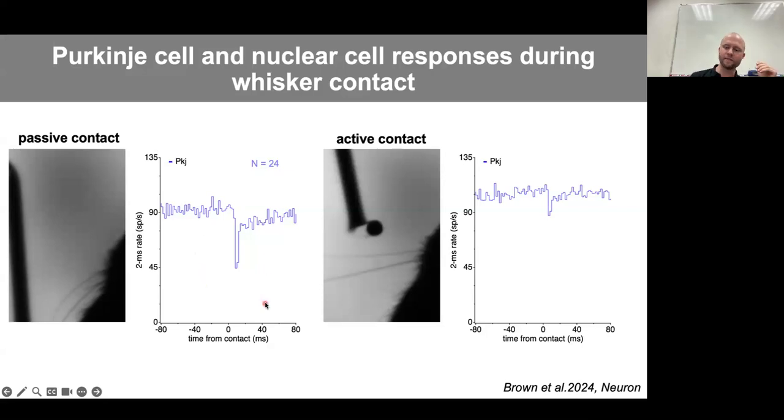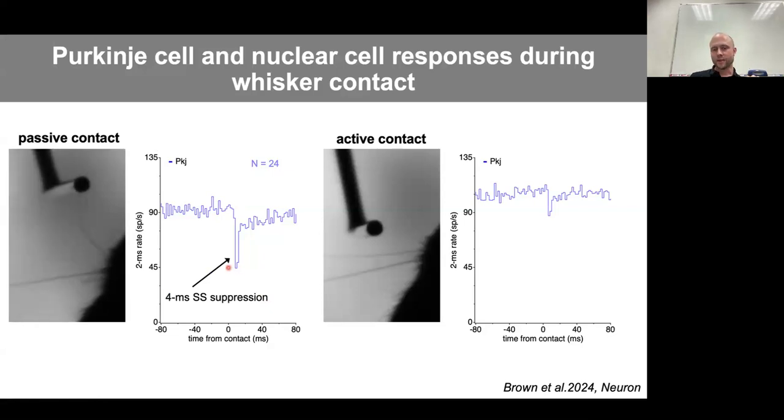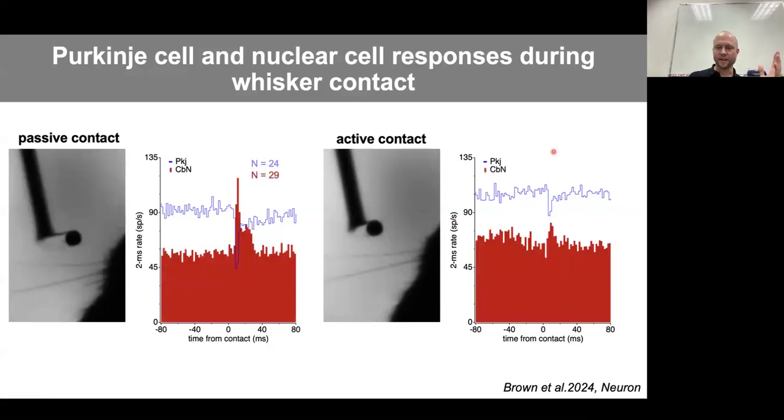And when we did that, in fact, again, we see this rapid suppression of simple spiking that only lasts for 4 milliseconds. And it turns out, even when mice are whisking against the bar themselves, we still see this rapid, brief simple spike suppression. When we look at the cerebellar nuclei, what we find is, again, there's this inverse coding that we observe, but it's on a very fast time scale. The largest nuclear cell response in both cases occurs during that very brief 4-millisecond window where Purkinje cells are not firing.